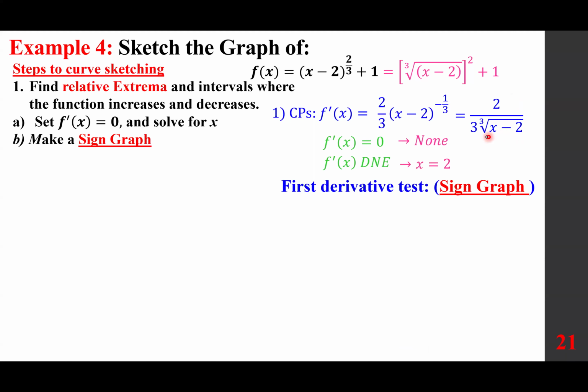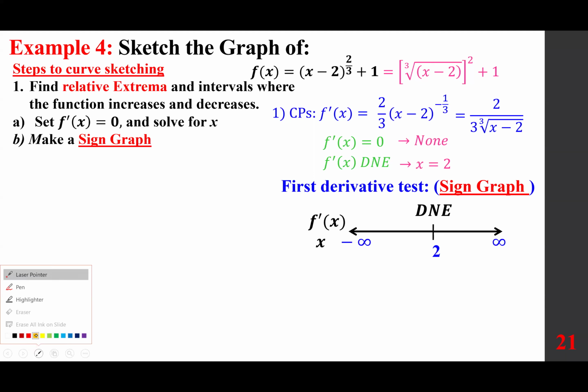So with that being the case, we can go with a number line from negative to positive infinity. We put x and f prime. There's only one critical point. We put it here at 2. F prime does not exist. And so what do you do? Test points. Test points to the left, of course, 0, to the right, let's say 3.